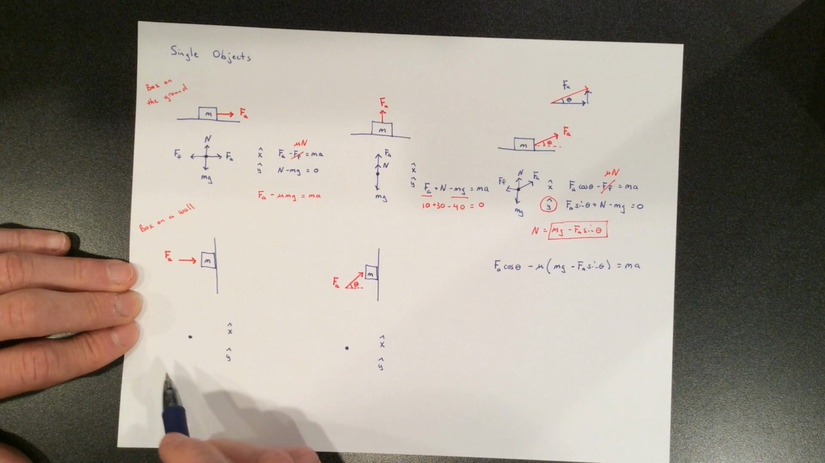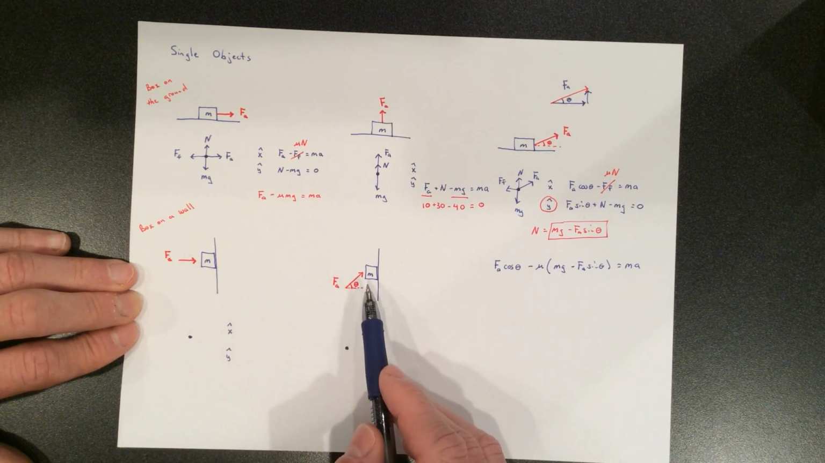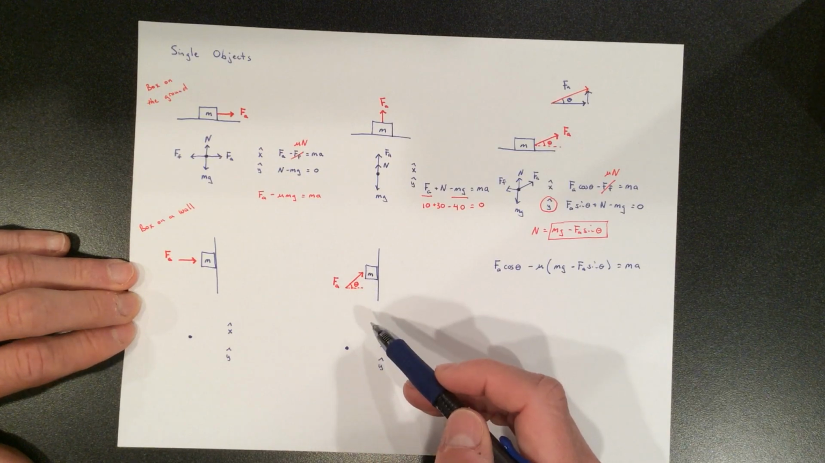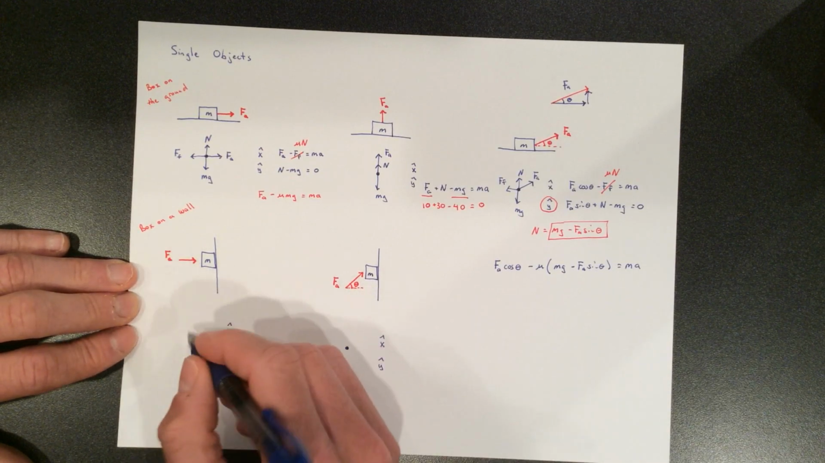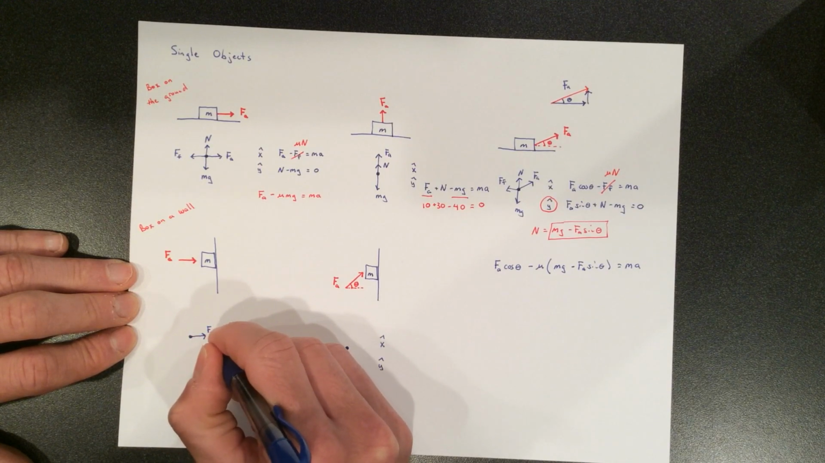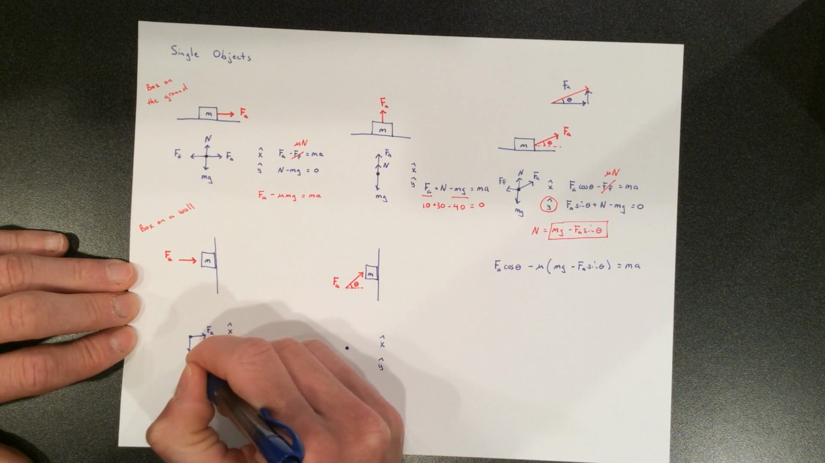Okay, let's look at these two scenarios. Box on a wall, easier version, pushing straight, harder version, pushing at an angle. So let's say we push straight, okay? Let's do our free body diagram. So we have some applied force this way. We have gravity down.